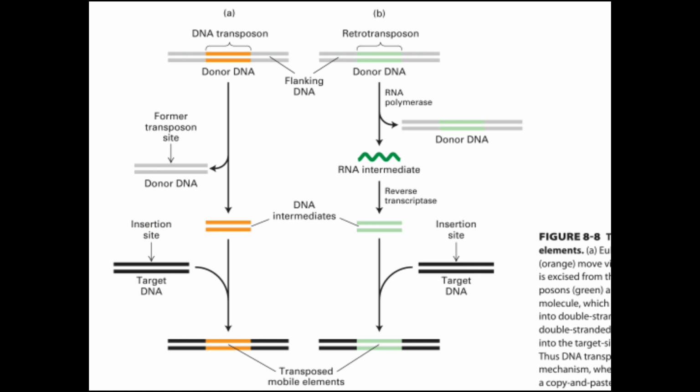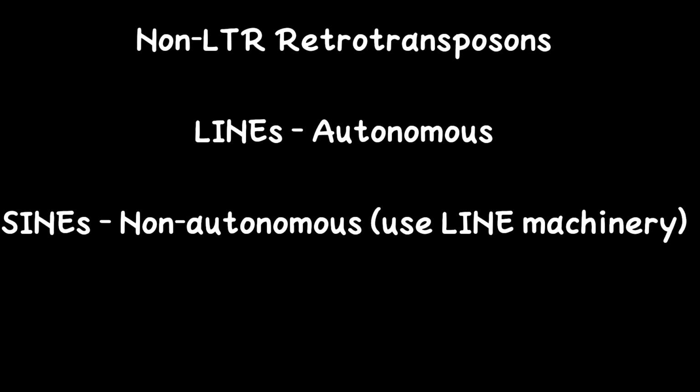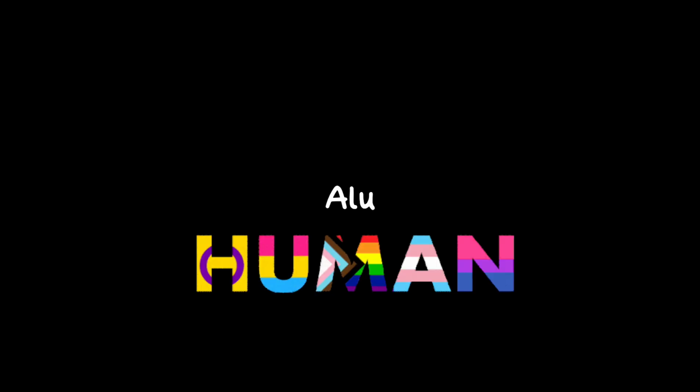Then long interspersed nuclear element, LINE, is a common type of retrotransposon found mainly in eukaryotic genomes, including humans. Then short interspersed element, SINE, is another type of retrotransposon. It is found associated with LINE. And Alu elements are a very abundant type of SINE found in the human genome.